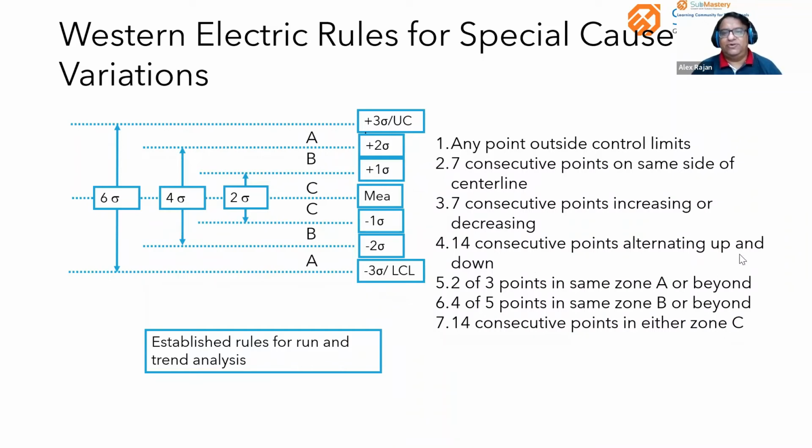So 14 consecutive points alternating up and down, we say it is a trend pattern again. So the oscillations that we are seeing. So this is the Western Electric rule that has been given.